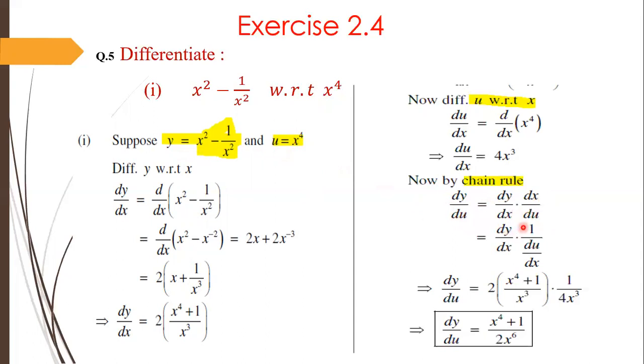Replace the values. First of all, dx by du can be written as 1 over du by dx. Replace the value of dy by dx. What is the value of dy by dx? 2x4 plus 1 over x cube into 1 over du by dx, means the reciprocal of du by dx, that is 1 over 4x cube. 2 cancels with this 4 to give 2, x cube into x cube. If bases are the same, then powers will be added. So x raised to power 6, and in the numerator x4 plus 1 into 1 is x raised to power 4 plus 1. This is the answer of question number 5, part number 1.